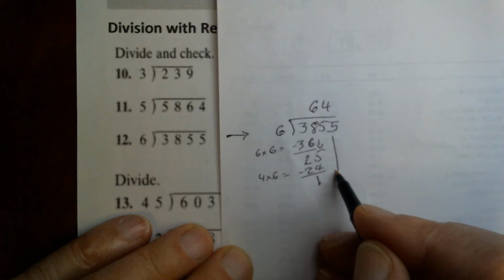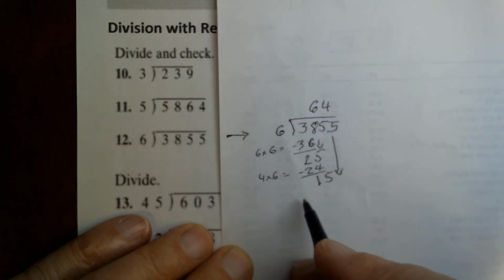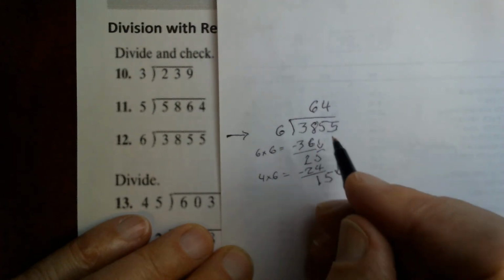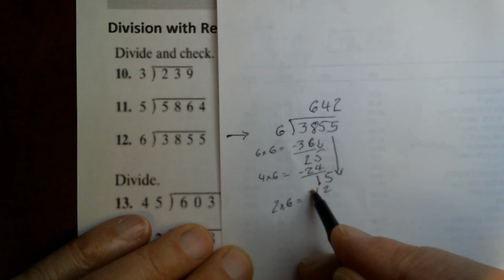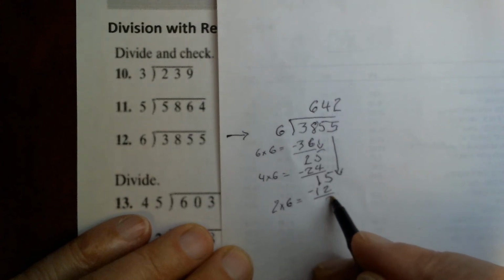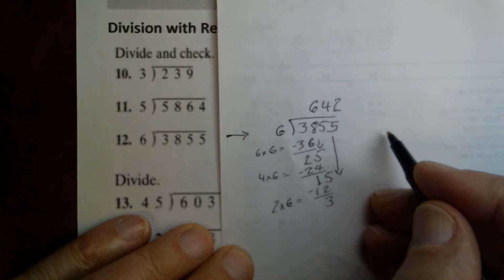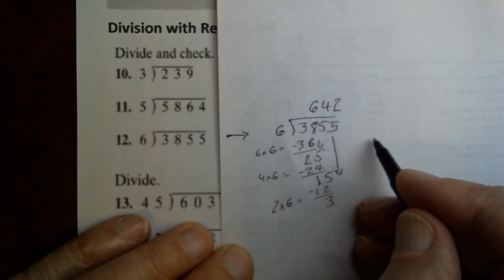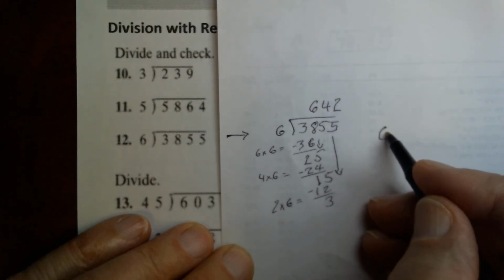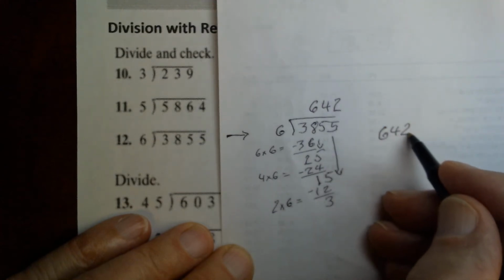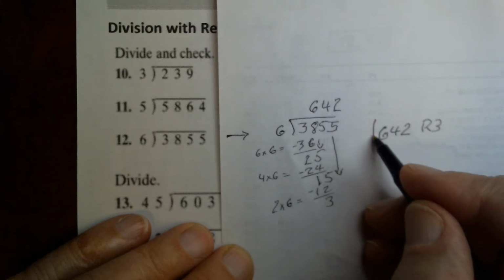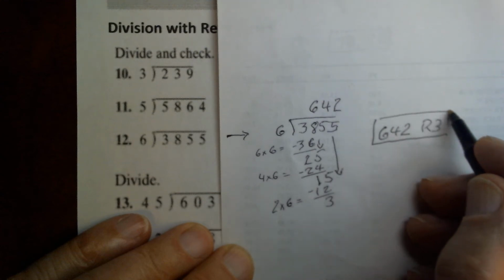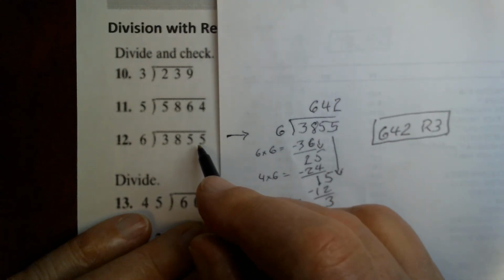We bring down the next digit, the 5. And 6 divided into 15 is 2. And 2 times 6 is 12 with a minus sign. So that means we have a remainder of 3. So then the answer for number 12 is 642, remainder of 3. That's the solution for number 12.